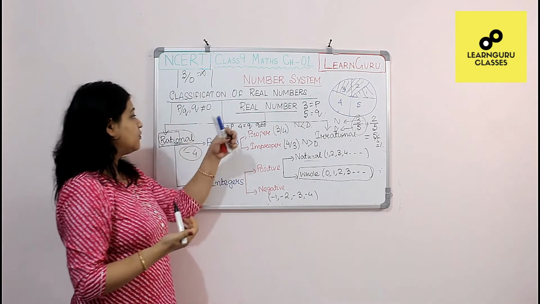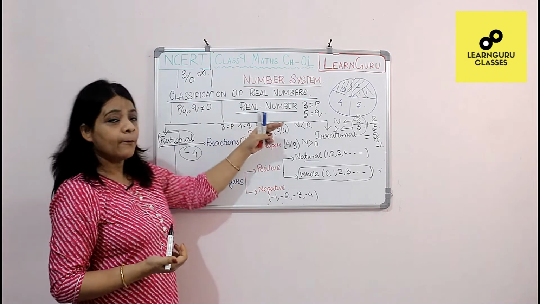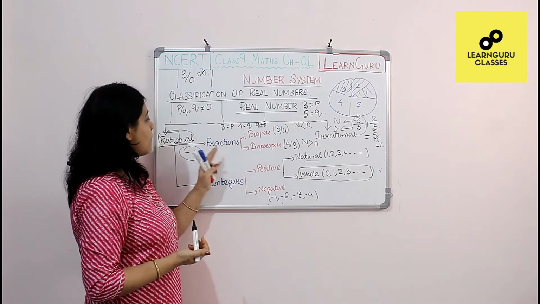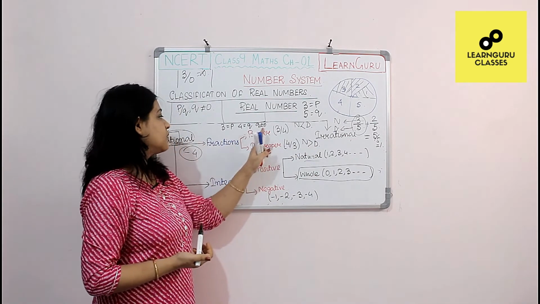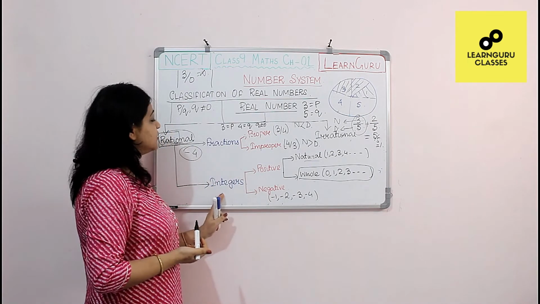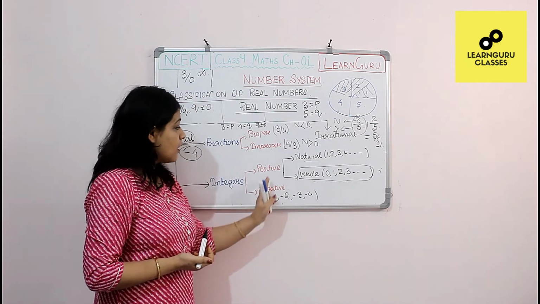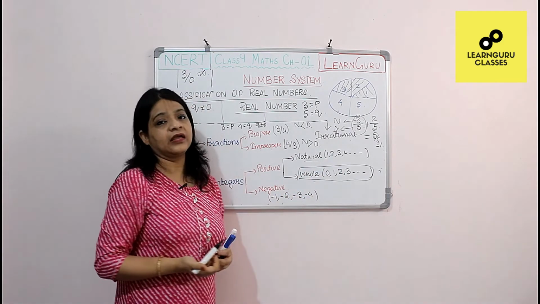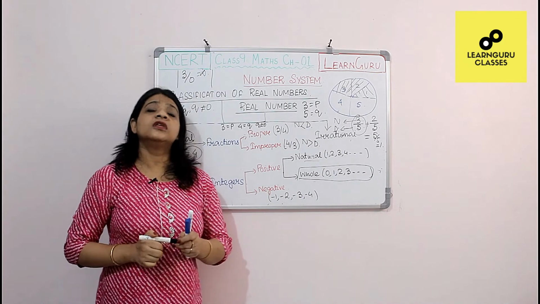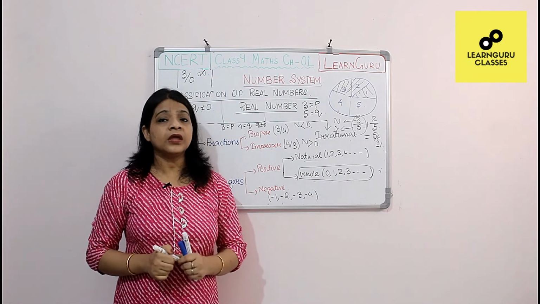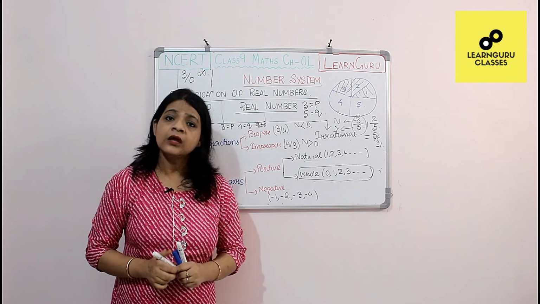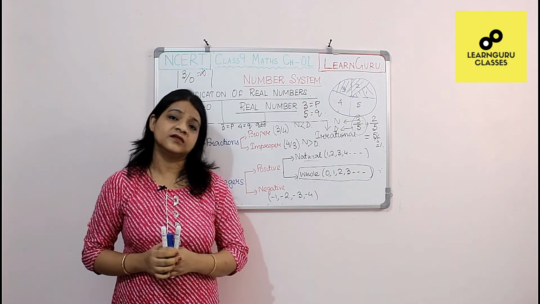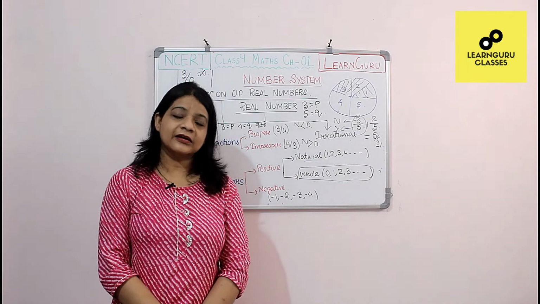So to summarize, real numbers are divided into rational numbers and irrational numbers. Then rational numbers are divided into fractions, proper fractions, improper fractions, and integers. Integers are divided into positive integers and negative integers. Positive integers are again divided into natural numbers and whole numbers. Okay, so this is how real numbers are classified. We will study more details about rational numbers in the consecutive classes. I am ending the class here.